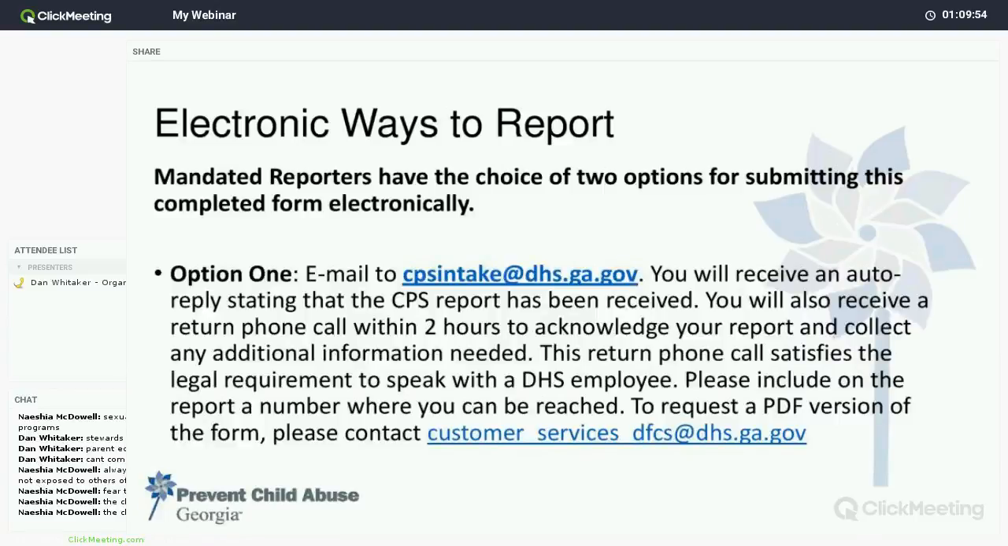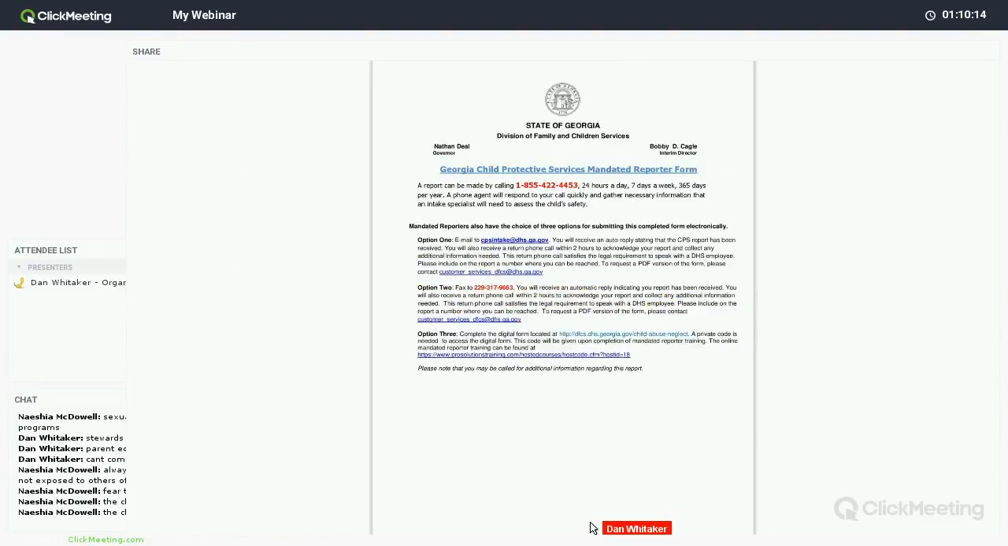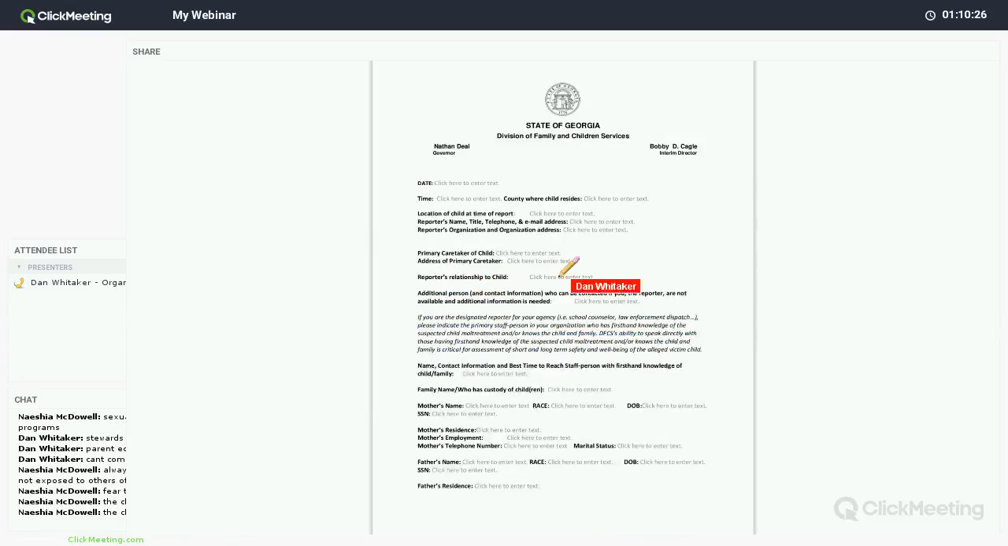So now I wanted to talk about some electronic ways to report. While it is still an option, it is not readily available online and it might be difficult to find and maneuver. This way is when you email this email address, and you'll receive an automated response and you can request a form. So here is the form that you will be required to fill out. It gives you the options again right there.